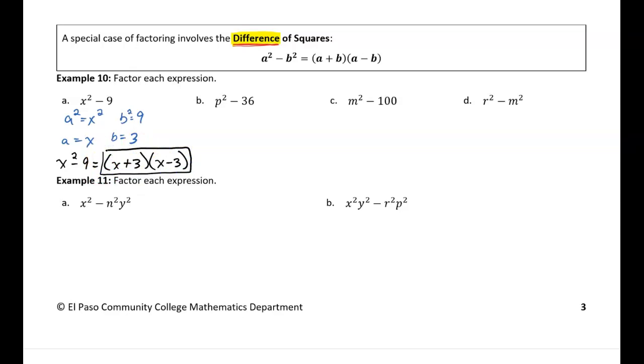So establishing what's your a, what's your b, it's a matter of plugging into the pattern, to the rule here. Let's try the next one.